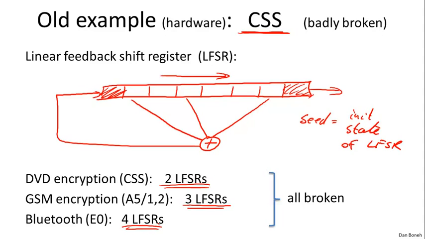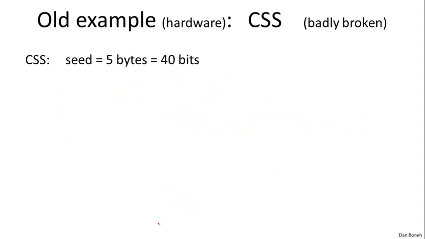But the simplest of these, CSS, actually has a cute attack on it, so let me show you how the attack works. Let's describe how CSS actually works. The key for CSS is 5 bytes, namely 40 bits. 5 times 8 is 40 bits. The reason they had to limit themselves to only 40 bits is that DVD encryption was designed at a time where US export regulations only allowed for export of crypto algorithms where the key was only 40 bits. So the designers of CSS were already limited to very, very short keys.